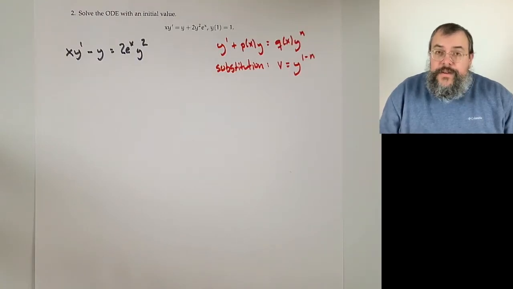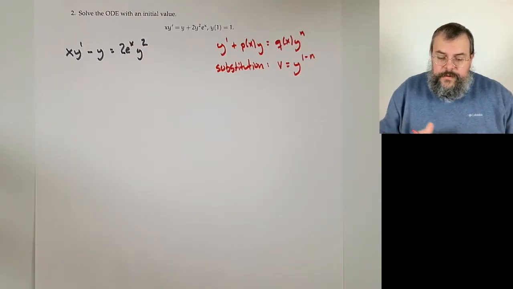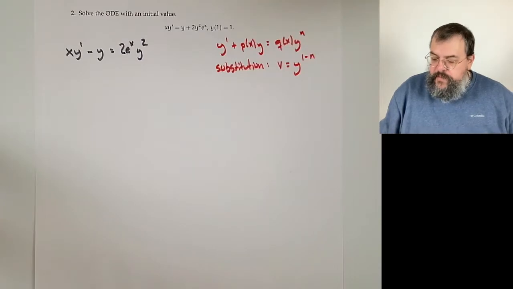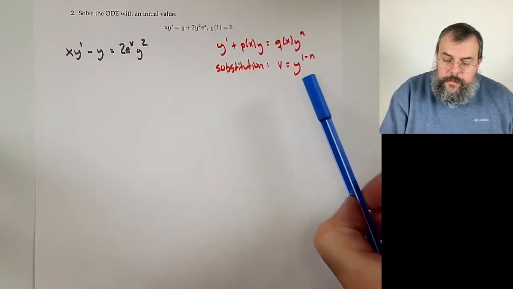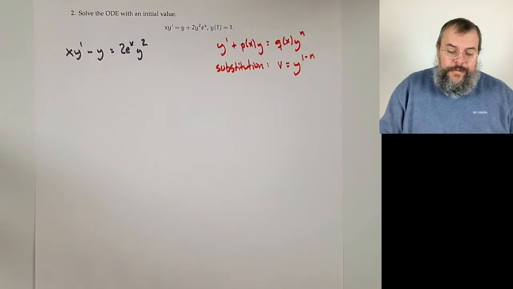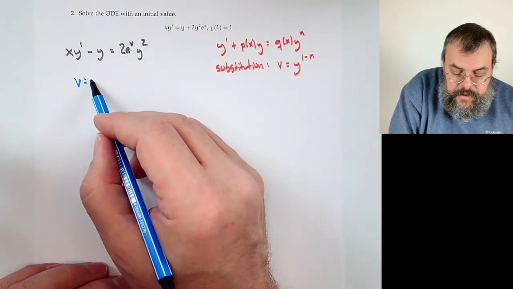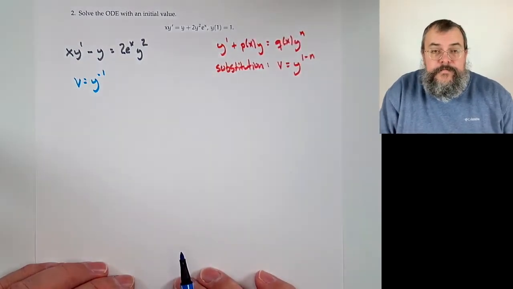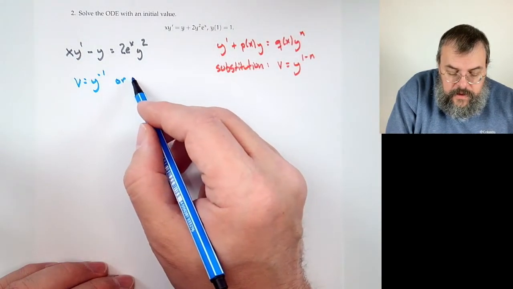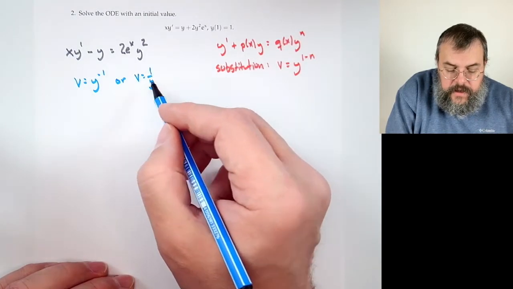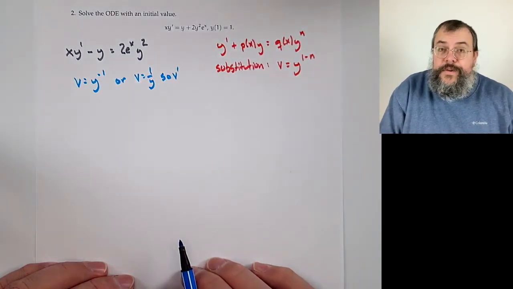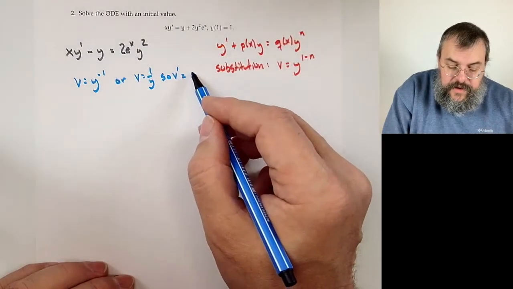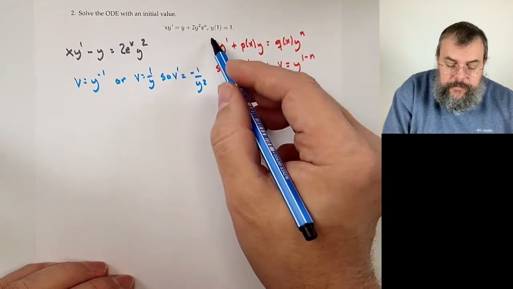Now, what's going on with that substitution? Well, let's actually figure out what the substitution would be here. In our case, the substitution we want to make is y to the power 1 minus 2. That means we're going to make v be y to the minus 1, or v equals 1 over y. Now, what's v prime? Well, what's the derivative of 1 over y? The answer is minus 1 over y squared.